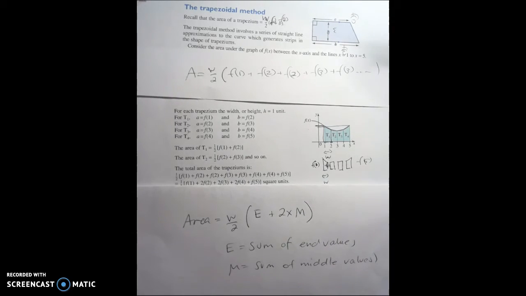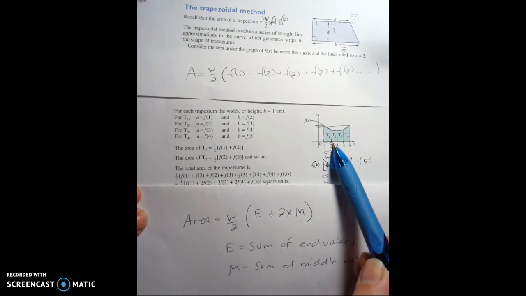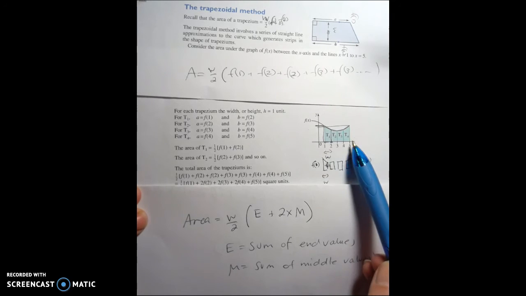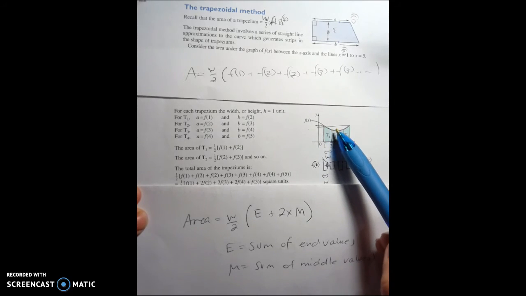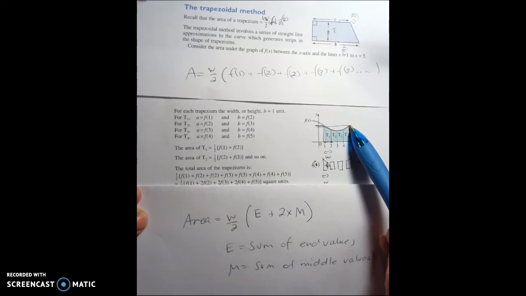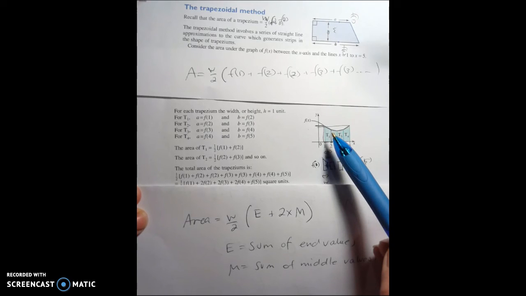Now in this situation, let's have a look at how this occurs. We've got our widths as being a value of 1, and we can plot in each of our function values to find out the sum of each of those.